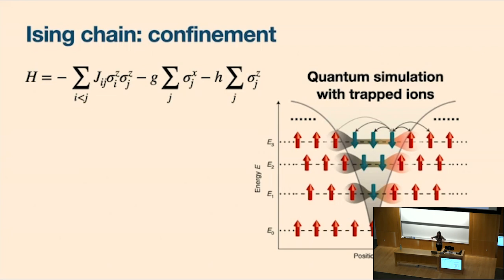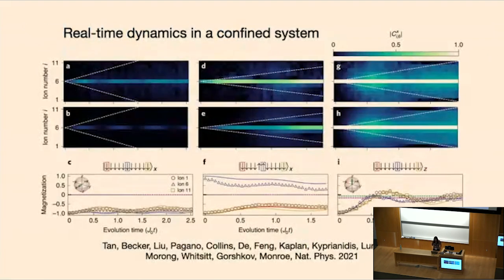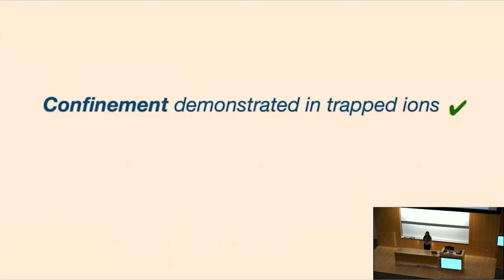And now, this linear confining potential has actually been studied already in a quantum simulator. Guido talked about this this morning, he briefly mentioned this work. That was a quantum simulation with trapped ions. In that case, this J_ij is long range, but for what I will discuss next, this is not very important. And in this quantum simulator, they were able to show the effect of confinement in the dynamics, for example. Okay, so confinement was demonstrated in trapped ions.